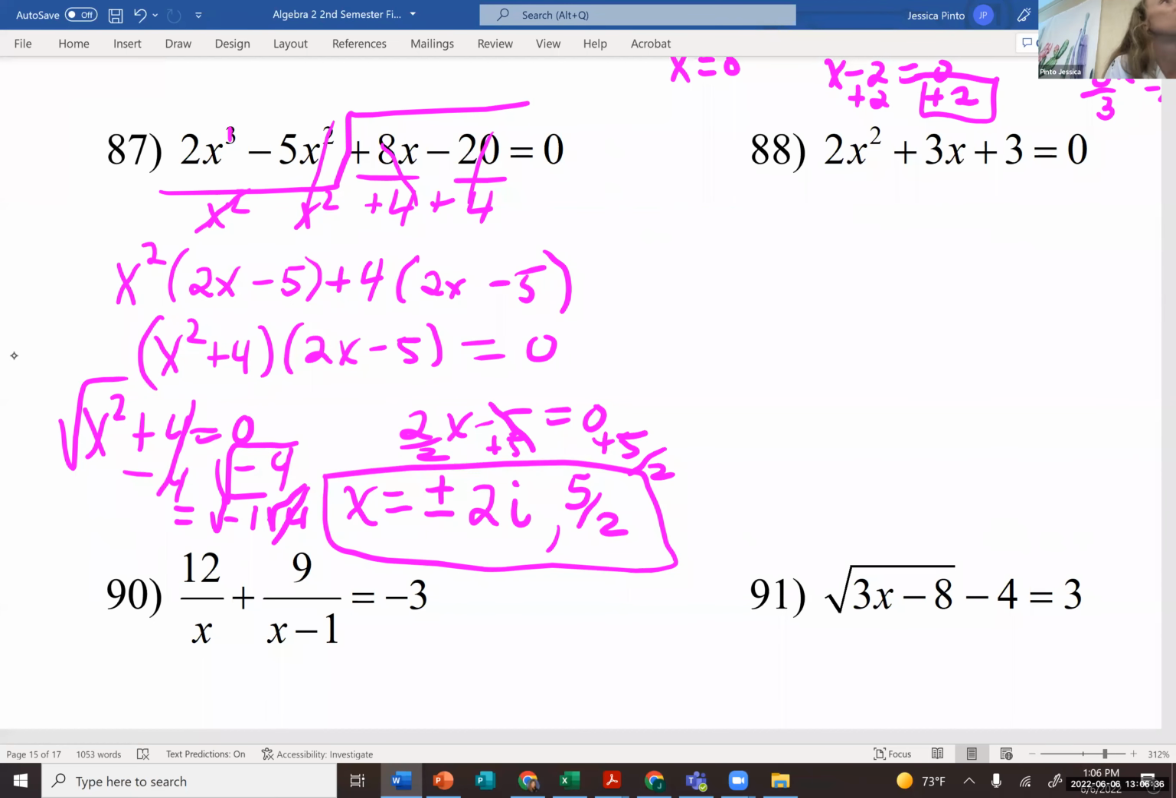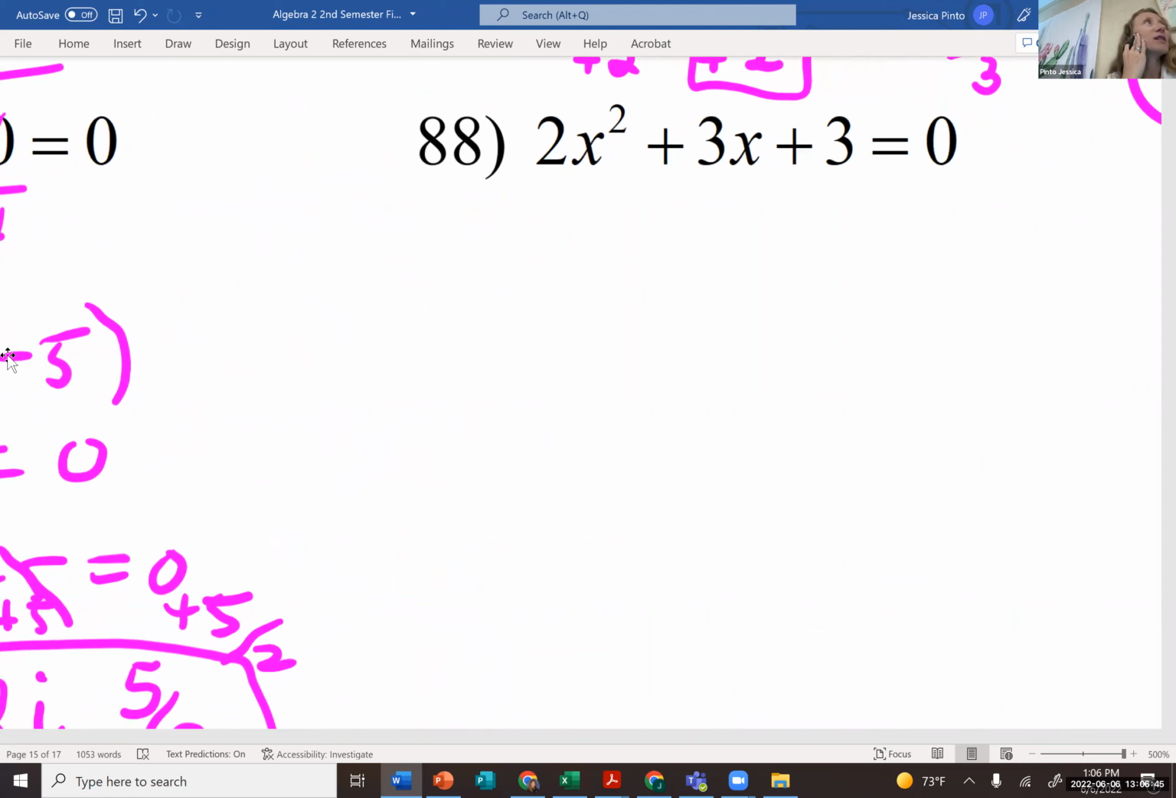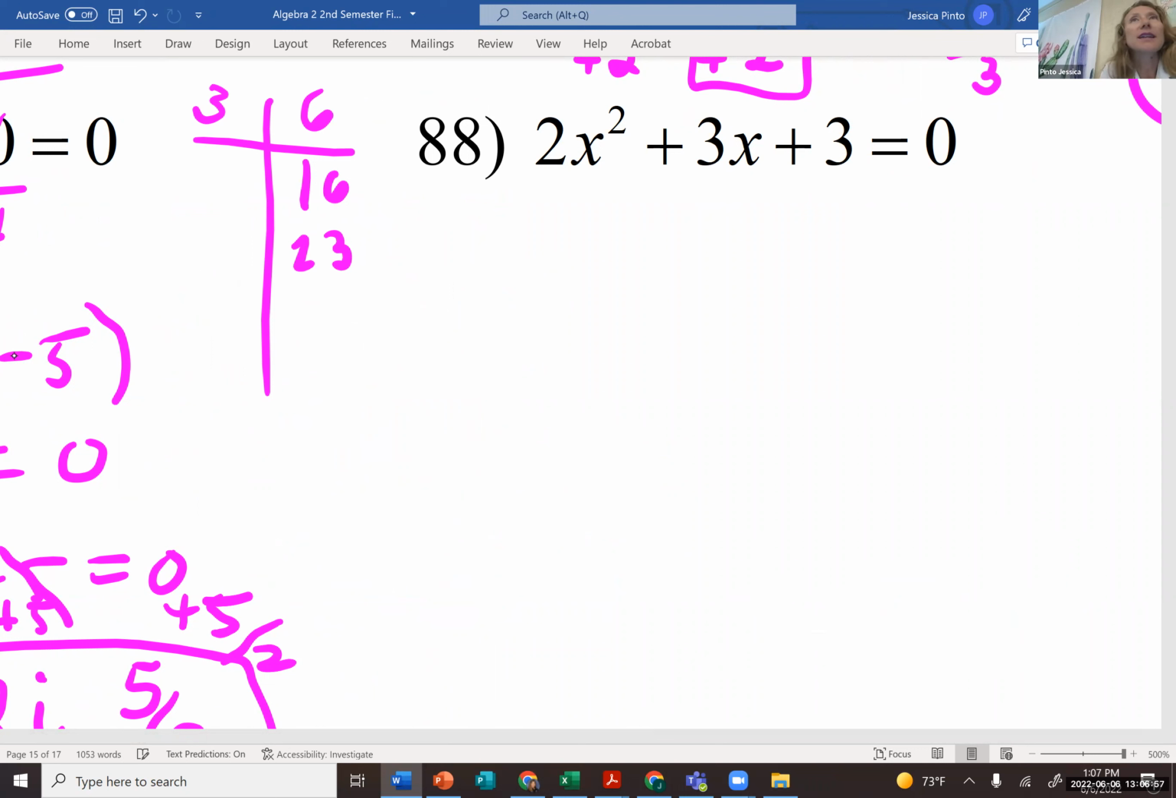Very cool. Looking at 88, I see that this is a quadratic trinomial that I want to factor if possible, but I'm not feeling optimistic about factoring. I look at this and I see, okay, I've got 3 here and 6 here, and it's all positive. 1 and 6, 2 and 3. Is it going to happen? For factoring, no. When factoring doesn't work, I go back to my old friend, the quadratic formula.